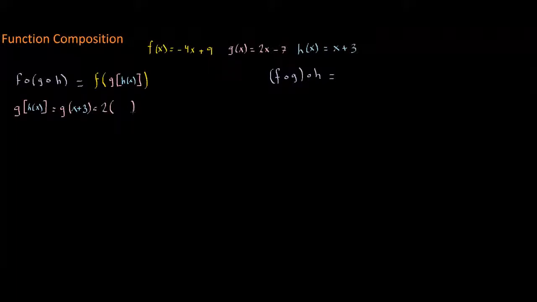I'm going to open this parenthesis and place in here the x plus 3. Now here I'm going to realize these operations. Here will be 2 times x plus 6 minus 7. This would be equal to 2 times x minus 1. This would be just the same as g of h of x.